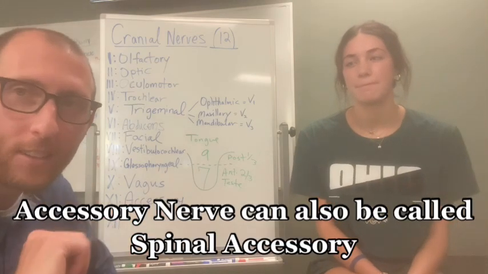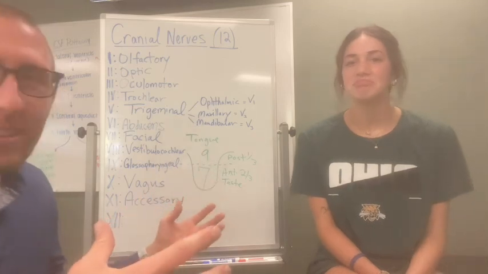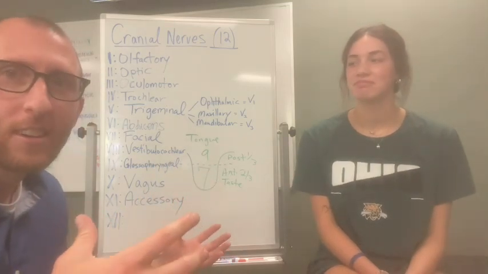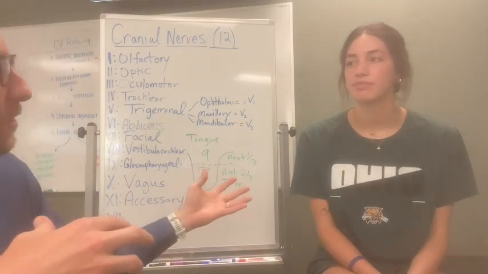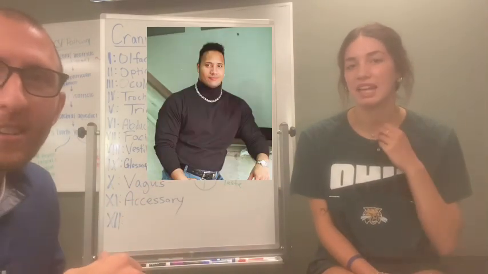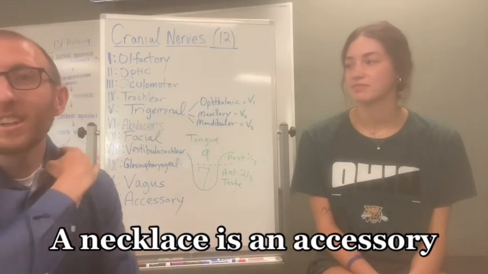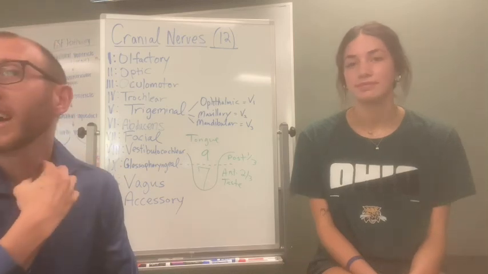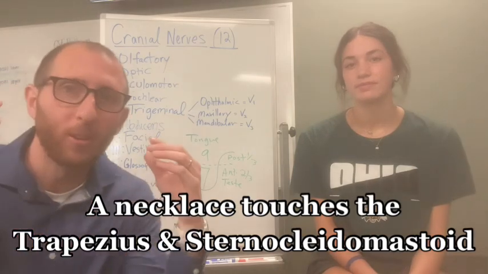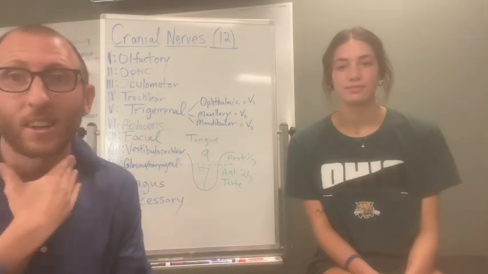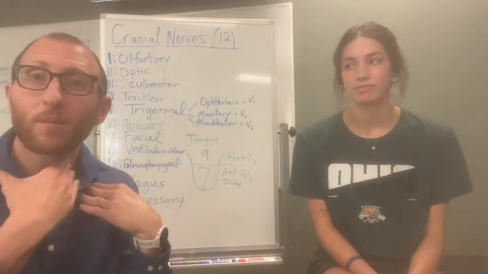Now here's how I teach students to remember it. Olivia, do you ever accessorize or wear accessories? You're going out to a movie or something. What's an accessory that you wear? Maybe a necklace. Now, a necklace would touch the trapezius and the sternocleidomastoid. So remember, when you accessorize, accessories like a necklace are going to touch those two muscles.